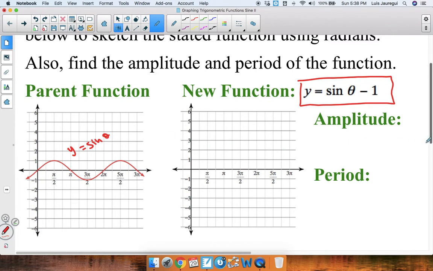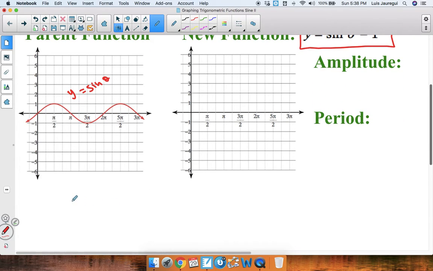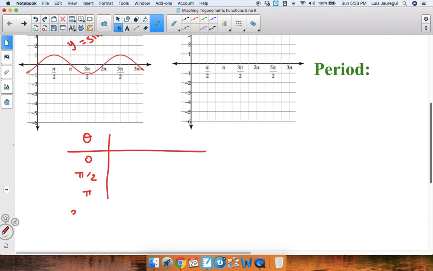So what we're going to do here is to generate a table of values. Let's start by saying what are the possible values for theta for our particular table. So we're going to take theta to be 0, pi over 2, pi, 3 pi over 2, and 2 pi. Now, what we're interested in is y is equal to sine of theta minus 1. So let's go ahead and substitute in the values into this particular function.